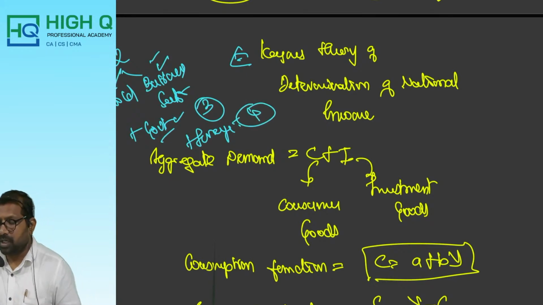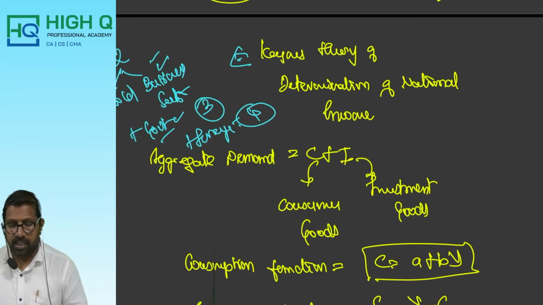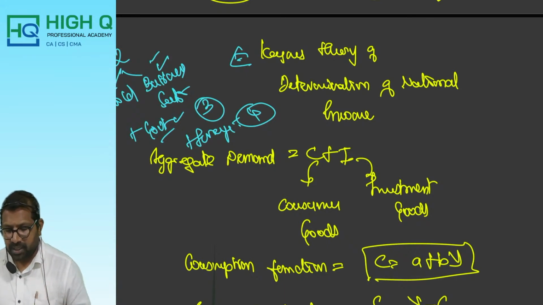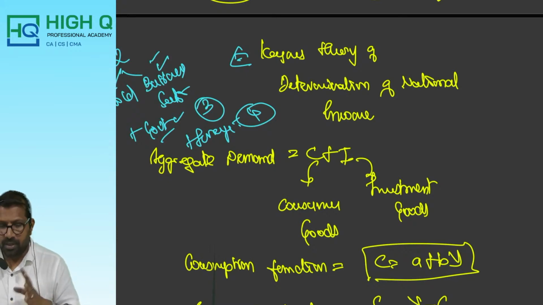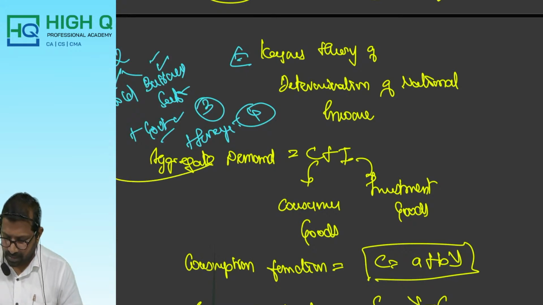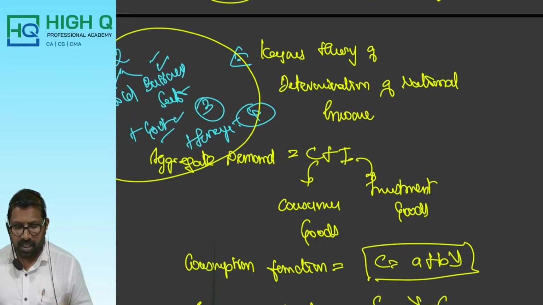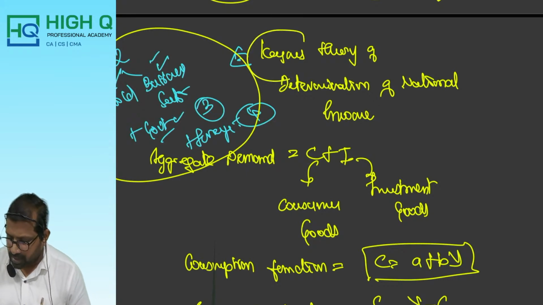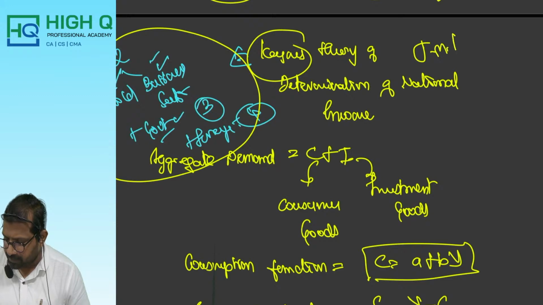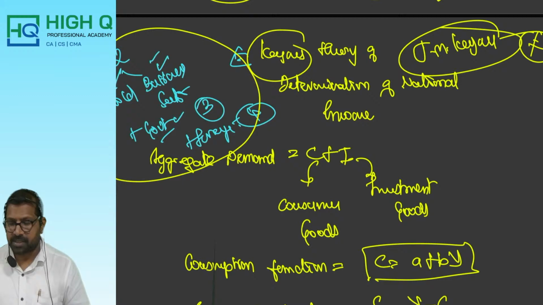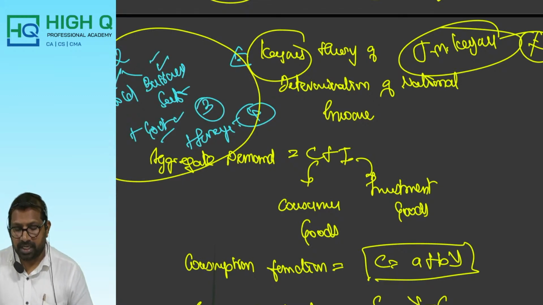So the two sector model is household and business. Three sector model: household, business and government. Four sector model: household, business, government and foreign. So this point is important: the number of sectors presented in the determination of national income. Who is the author for the determination of national income? Just now I have explained, J.M. Keynes. Again another important question: J.M. Keynes is the one who explains the theory of determination of national income.